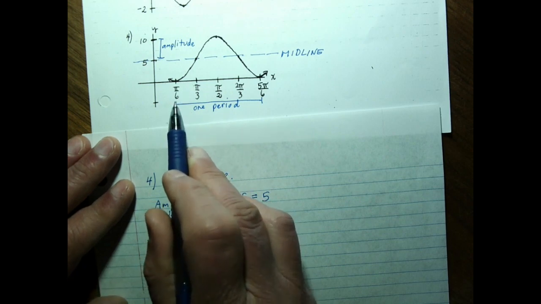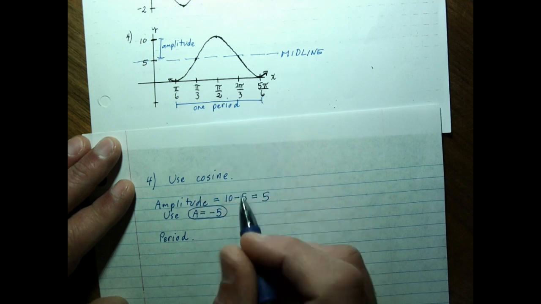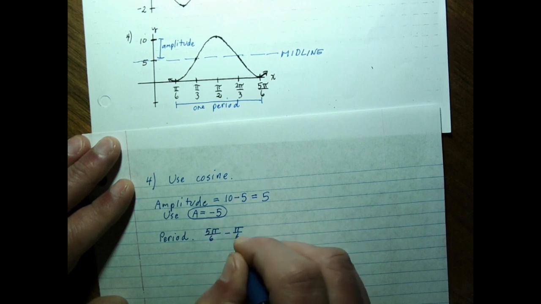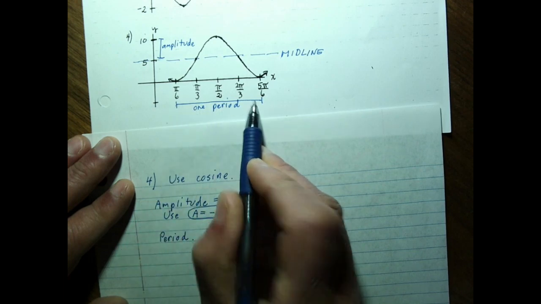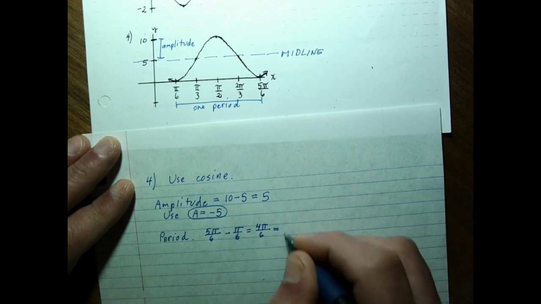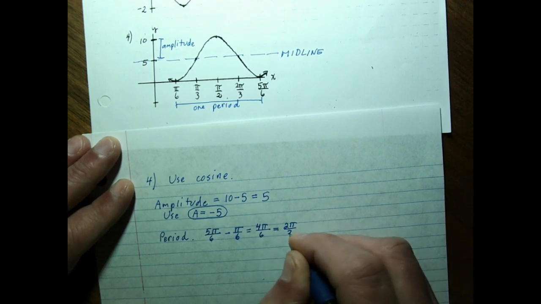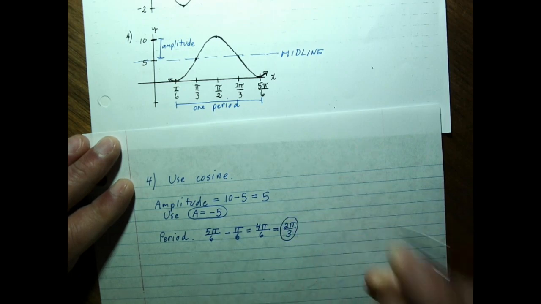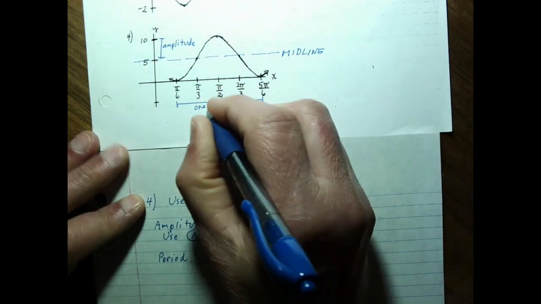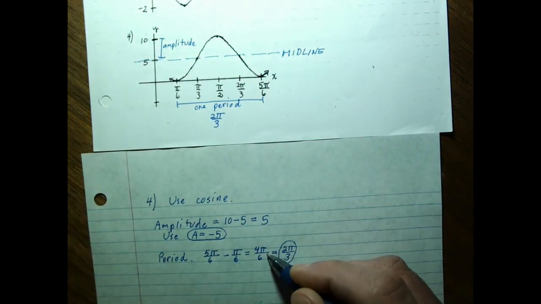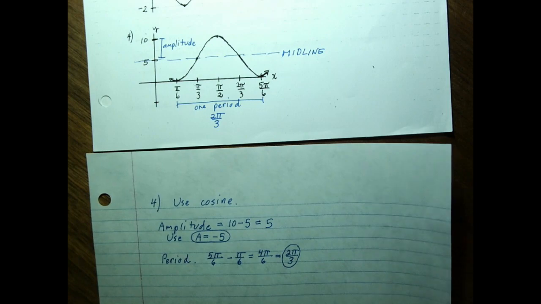So to figure out this distance from pi over 6 to 5 pi over 6, we actually have to subtract 5 pi over 6 minus pi over 6 to get that distance from here to here. That's going to be 4 pi over 6, which reduces to 2 pi over 3. So there's the period for this wave. One period is actually 2 pi over 3, and if it's easier for you to think of it as 4 pi over 6, that's just fine.